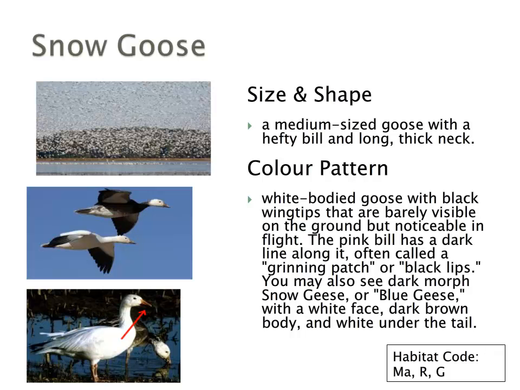The pink bill often has a dark line down it, called a grinning patch, or in some cases black lips. You will see different morphs of these species as well. They are, of course, the same. So in terms of habitat, you can see them present there. You can see that they are a large migratory species. They have a very long migration, and they are a very social, gregarious bird. So they do occur in multiple units, sometimes hundreds of thousands.